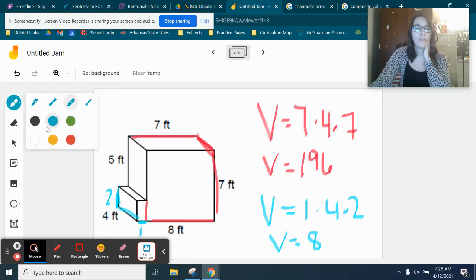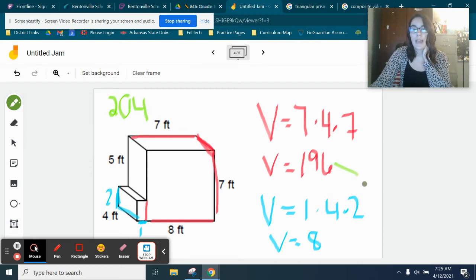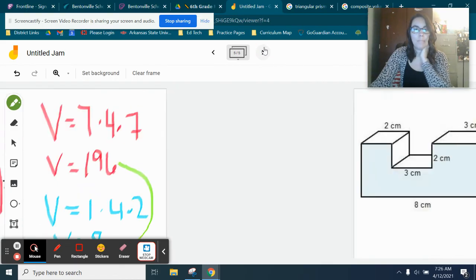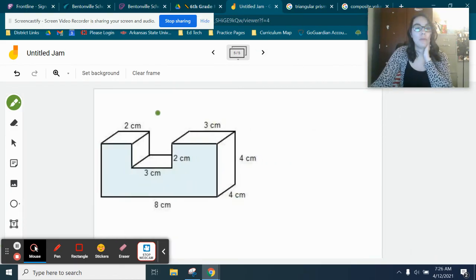So then our total volume would be 204. All I'm doing is adding these two together. Feet cubed, just like that. Okay, last problem.